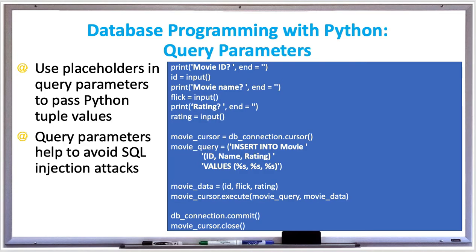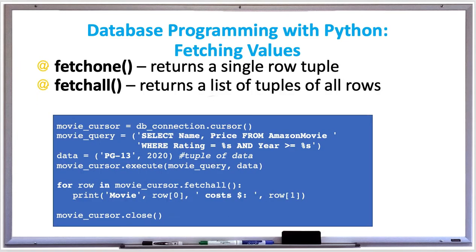And then finally, we're calling movie_cursor.execute, where we're passing in the insert statement string, which included the placeholders, followed by a second argument which contains the movie data, the ID, flick, and rating tuple. And then we commit the changes so that the insert is on our database, and then close the cursor when you're all done. Fetch methods access the query results of select statements when you call the cursor.execute method.